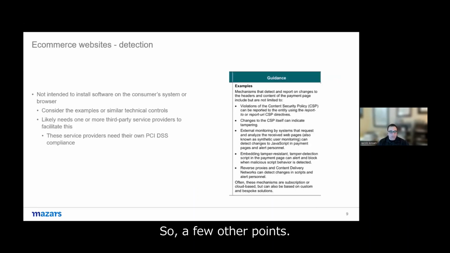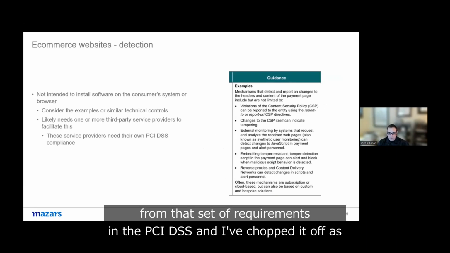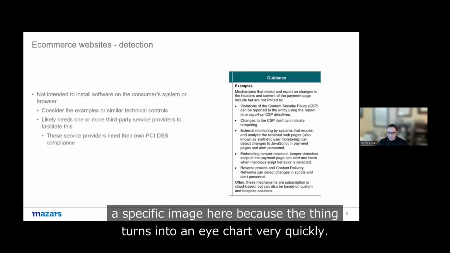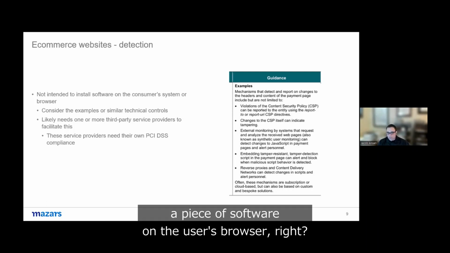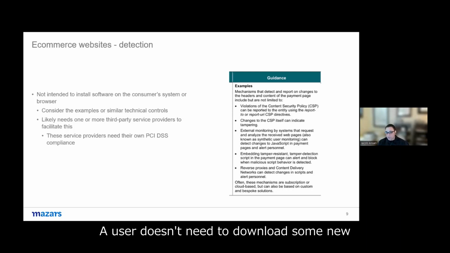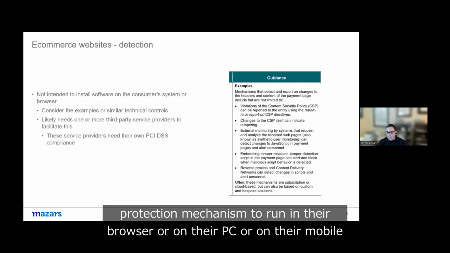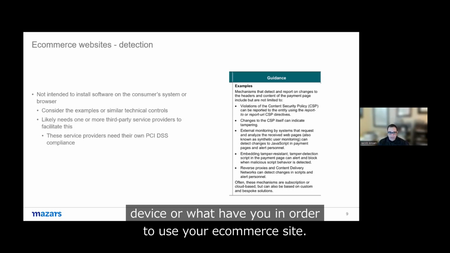So a few other points. Again, this is the guidance section from that set of requirements in the PCI DSS, and I've chopped it off as a specific image here because the thing turns into an eye chart very quickly. But this is not intended to install a piece of software on the user's browser, right? A user doesn't need to download some new protection mechanism to run in their browser or on their PC or on their mobile device or what have you in order to use your e-commerce site.